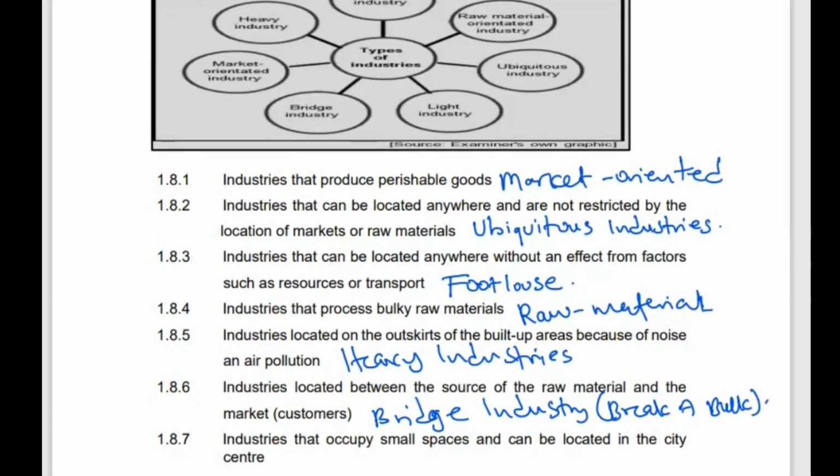Right. Now, industries that occupy small spaces and can be located in the city center. So that will be the light industries.